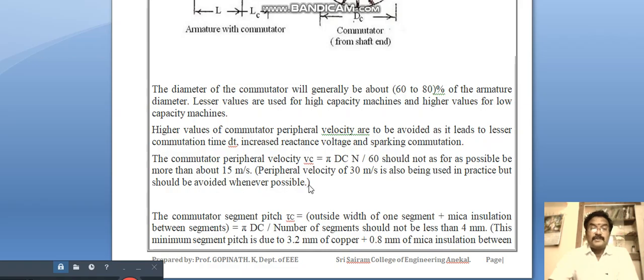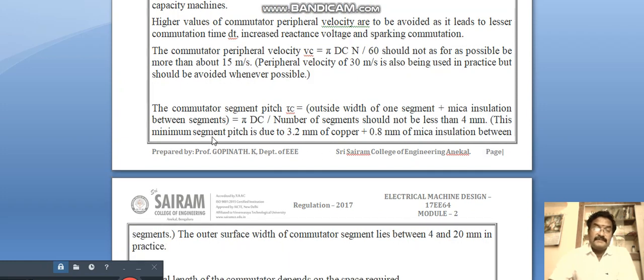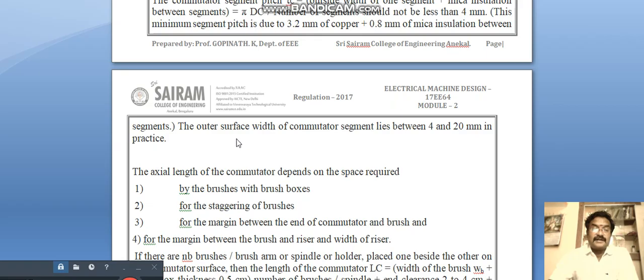The commutator segment pitch tau c is equal to the width of one segment plus the mica insulation between segments, that is, pi Dc divided by the number of segments, and should not be less than 4 mm. This minimum segment pitch is due to 3.2 mm of copper plus 0.8 mm of mica, so totally 4 mm between segments. The segment pitch lies between 4 and 20 mm in practice.